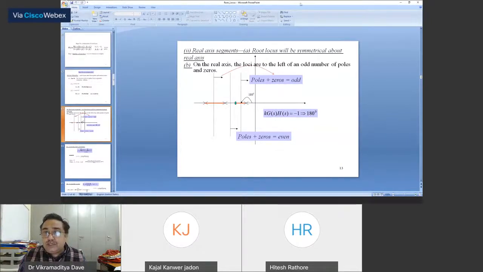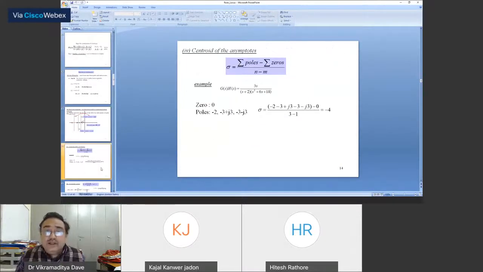So let us go by annotation. Will it start from here? Or will it start from here? From where, sir? Definitely this question will arise. And to give this answer, we find out another parameter called the centroid of the asymptotes. The centroid of the asymptotes is nothing but the summation of the poles minus the summation of the zeros, upon n minus m.